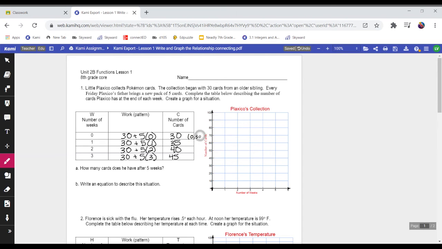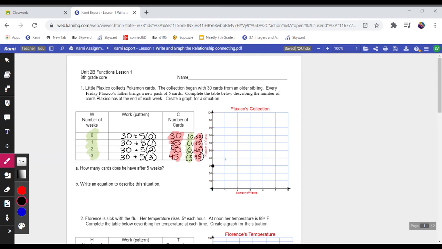So we have 0, 30, 1, 35, 2, 40, 3, 45. So my x values I'm getting from over here, and then my y values is the number of cards. All right, so I'm going to graph 0, 30 and plot that. Then I'm going to plot 1, 35.